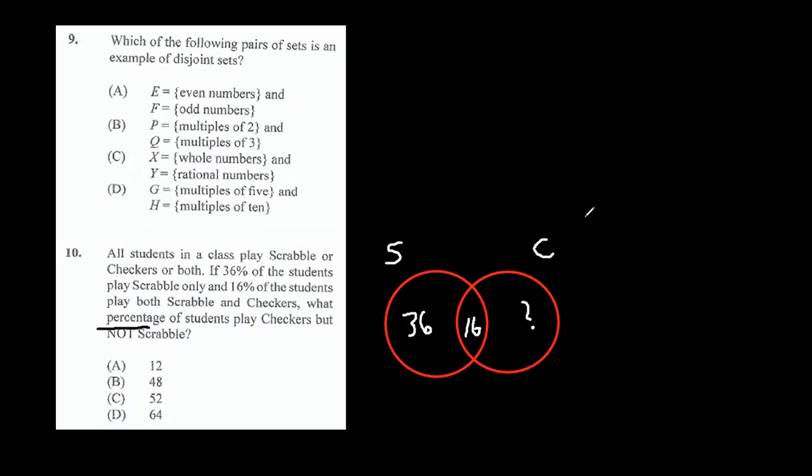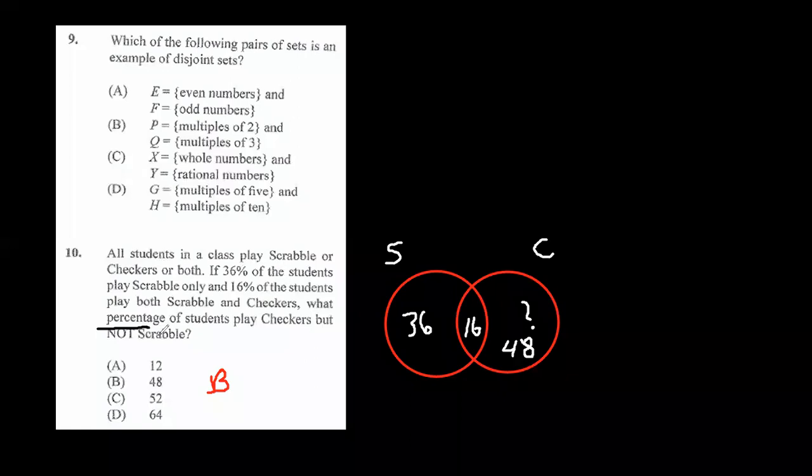Put it in chat. 36 and 16 is going to give me 52. And then 52 from 100 is going to give me 48. The answer there is going to be B. Okay? Any questions here?